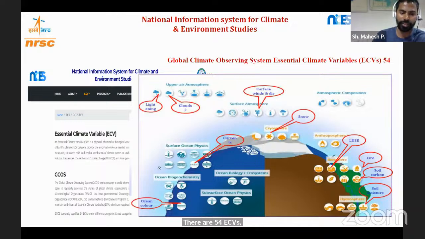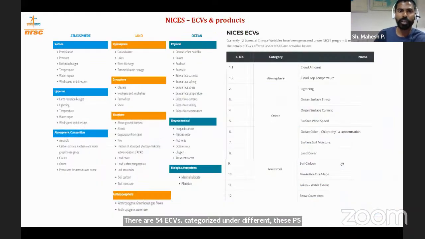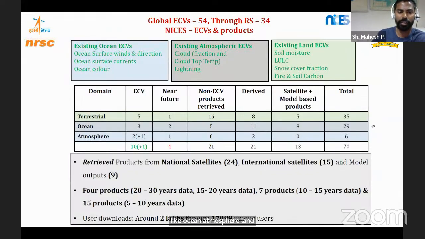categorized under different spheres, like ocean, atmosphere, land. And from our NICES at NRSC ISRO, we are generating 13 ECVs. Ten are already available, and four are planned in the near future. And many other useful geophysical products are also available on the NICES portal. One can see it at nices.nrsc.gov.in.